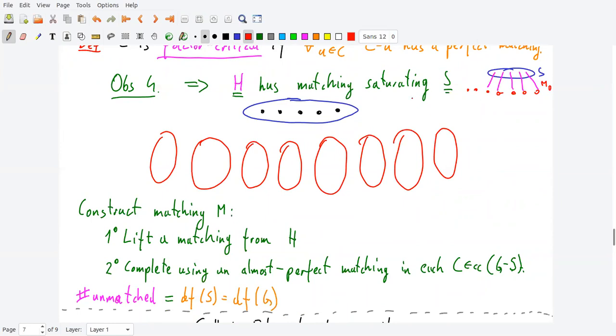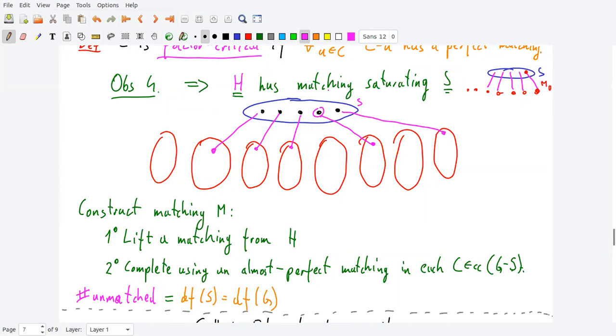And naturally, we can lift it to my graph G, because this was an edge between this vertex and this component, and this corresponds to definitely an edge between here and some vertex in this component. Here, I've got an edge between this vertex and a vertex of the component that it was matched to. And so on. So I can here draw some edges from vertices of S to distinct components to which they were matched in my matching M0, right?